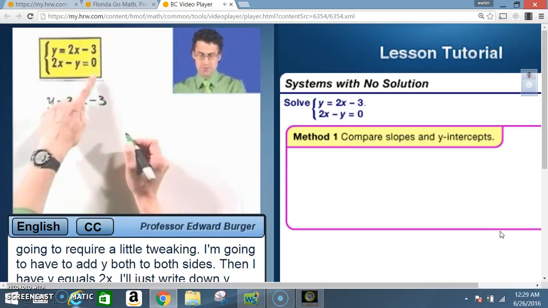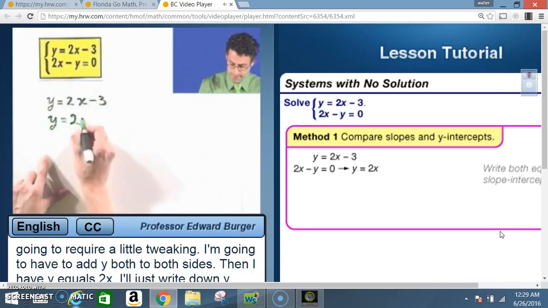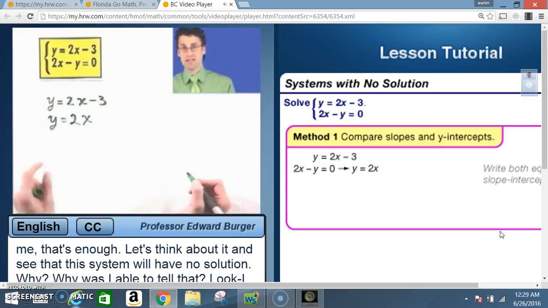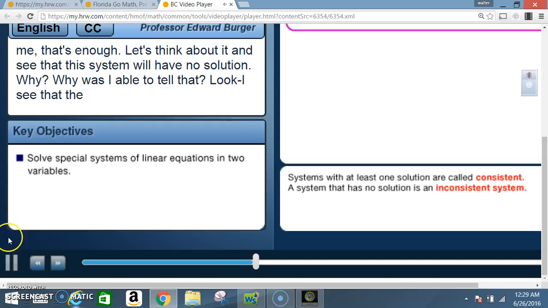I'm going to have to add y to both sides. So then I have y equals 2x. And so I'll just write down y equals 2x. And for me, that's enough. Let's actually think about it and see that, in fact, this system will have no solution.